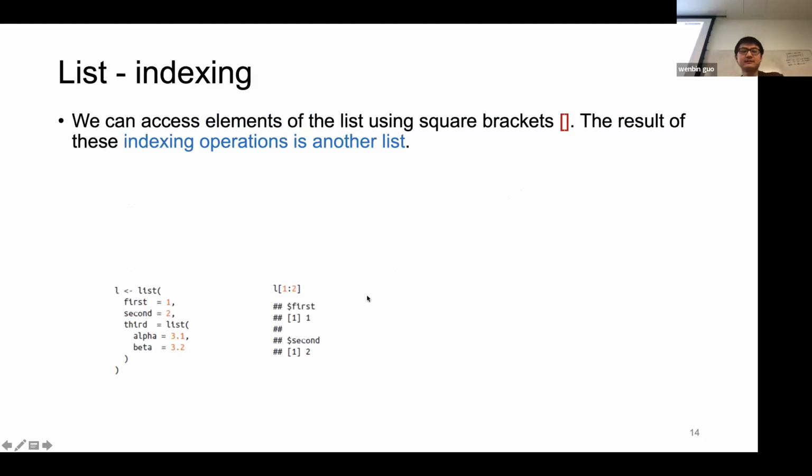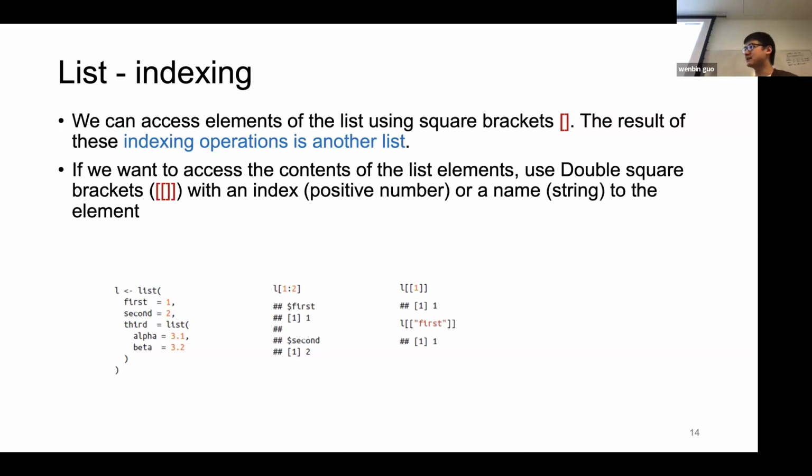Another important part about the list is how we access the elements inside. This is so-called indexing. We can use single square brackets to access, for example, the number 2 element to the number 5 element. After you run this, the indexing operation will return another list. This is something to keep in mind. If you really want to get into the element itself, you should use double square brackets.